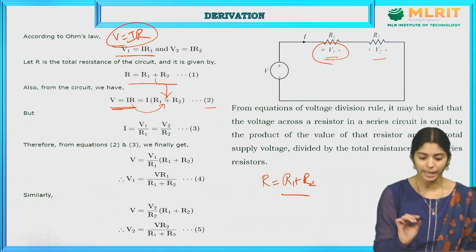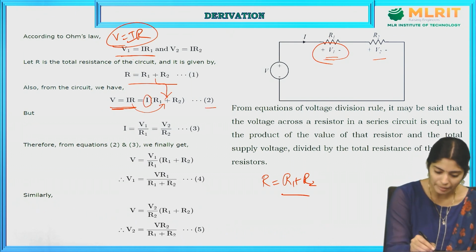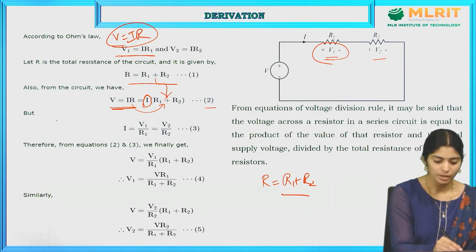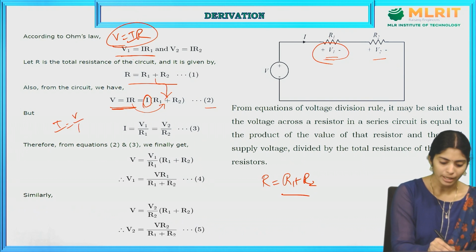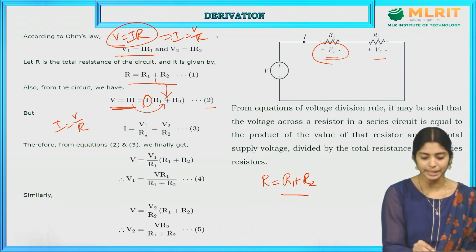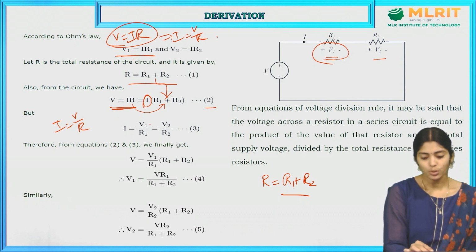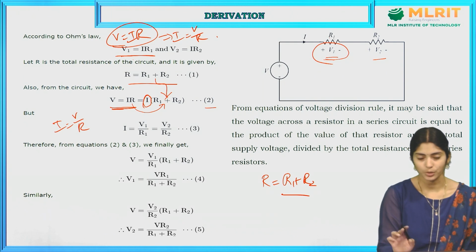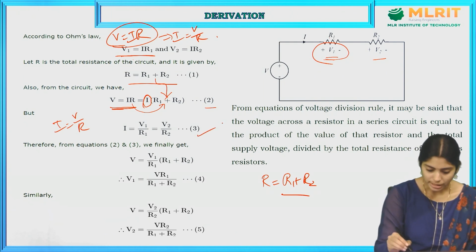Keep it aside. But we know that here we have the I value. What is the I value? I is equal to V by R, according to this principle. From here we get I is equal to V by R. But here I is equal to V1 by R1, which is equal to V2 by R2, because the current in the series circuit is the same. Let us consider this as equation 3.